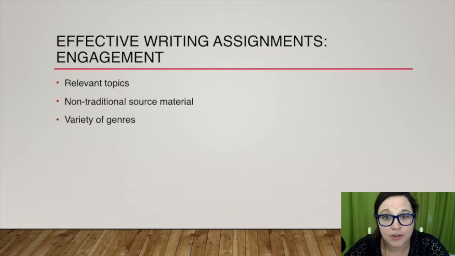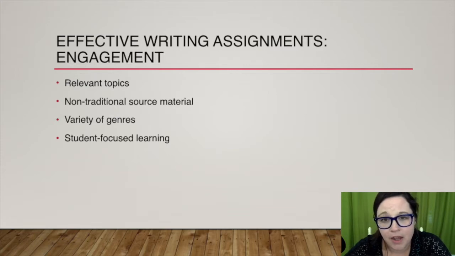Finally, you're going to want to increase your engagement by making sure that your assignments are student learning focused. You want them to be able to construct their own learning using workshops, peer reviews, practice activities, all those sorts of things that we know student engagement looks like, and student-focused learning.